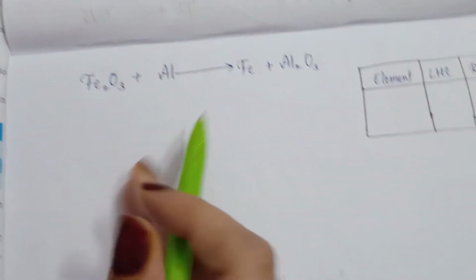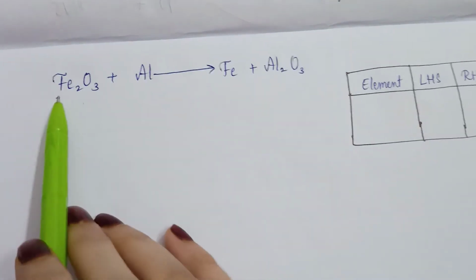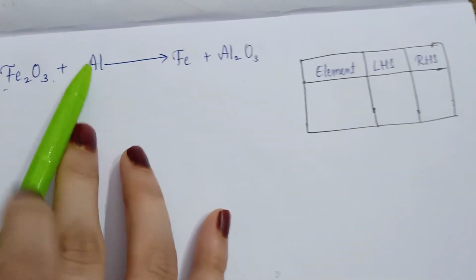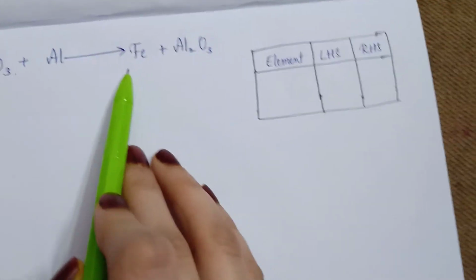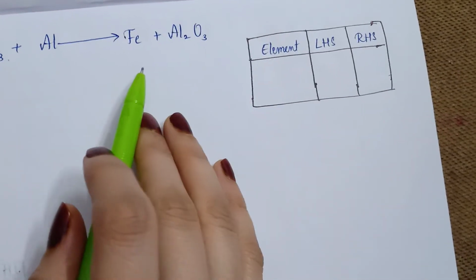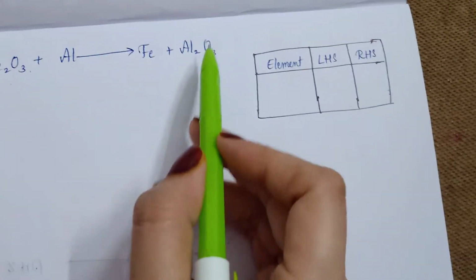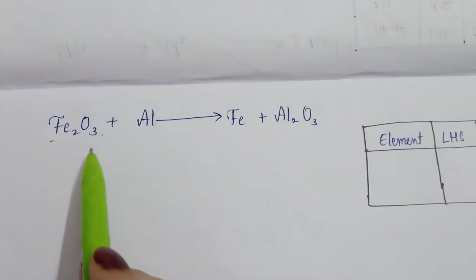So students, you have another example from your textbook: iron oxide when it reacts with aluminium to form aluminium trioxide and iron. Okay? So it is our unbalanced equation.